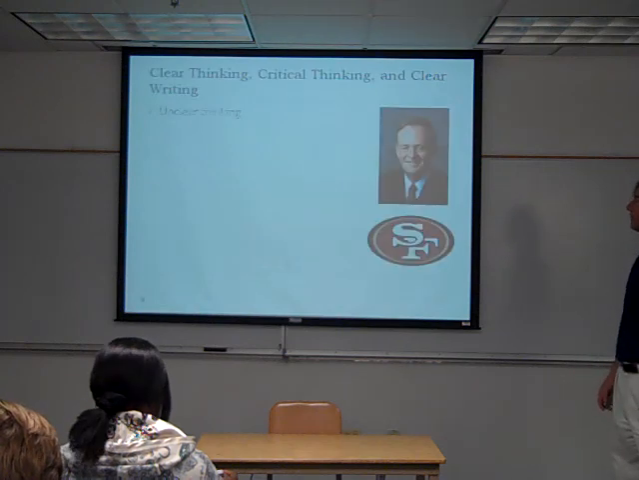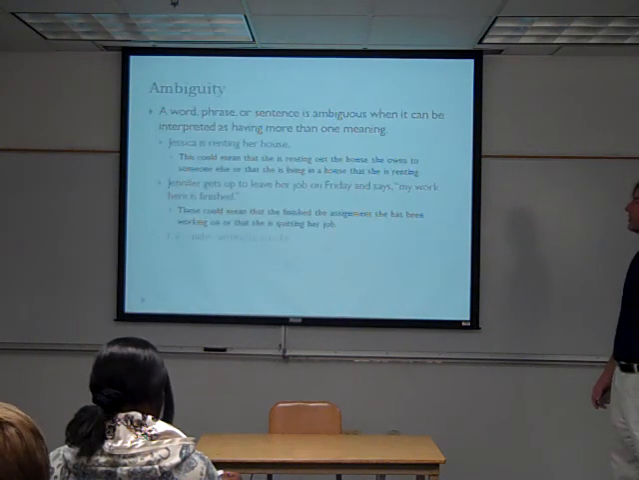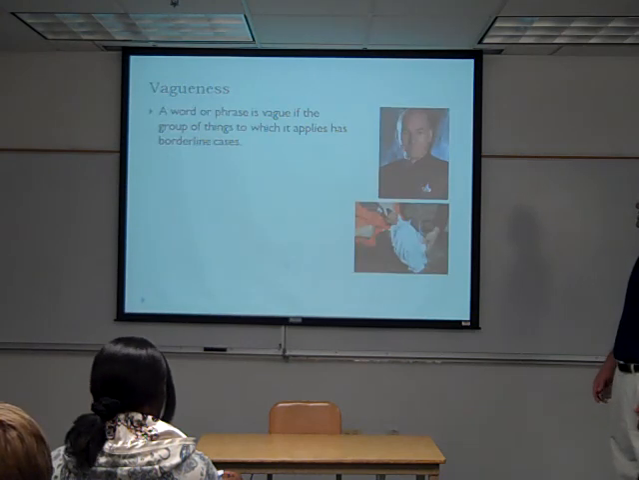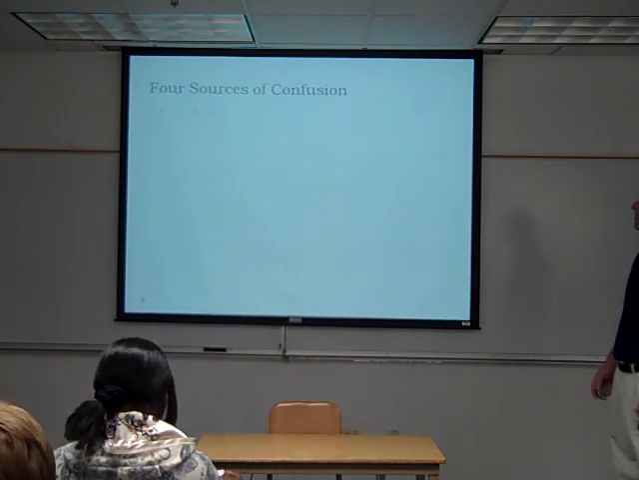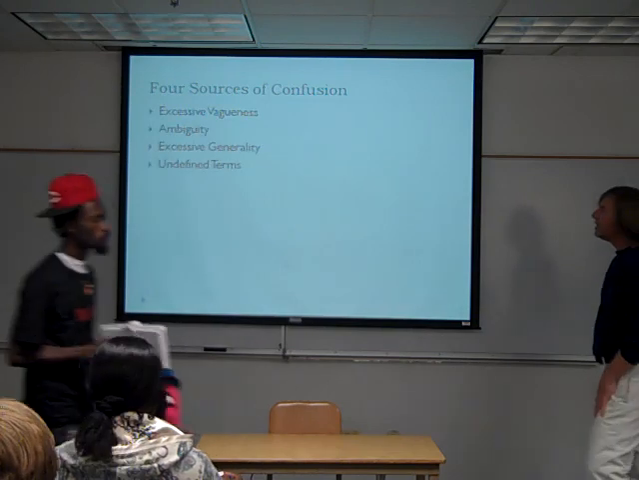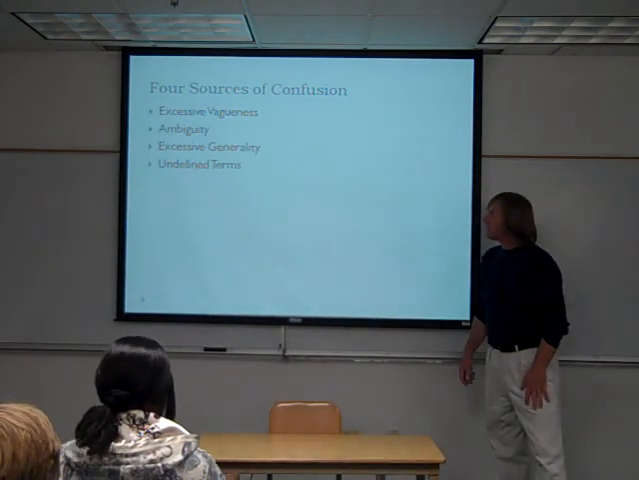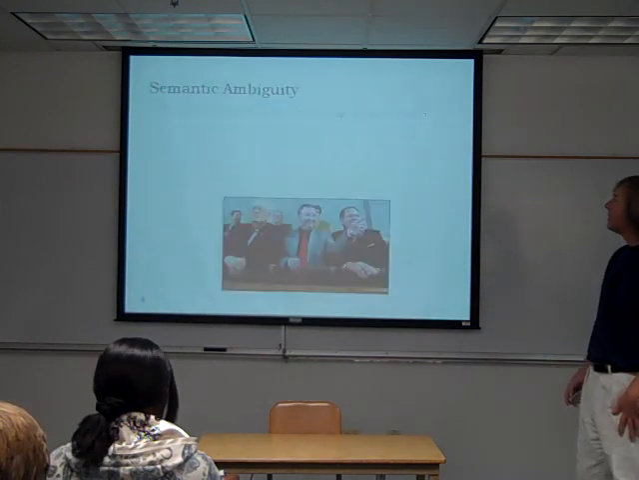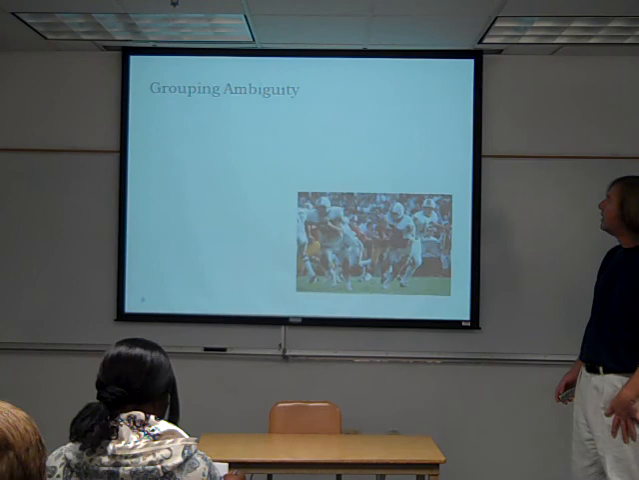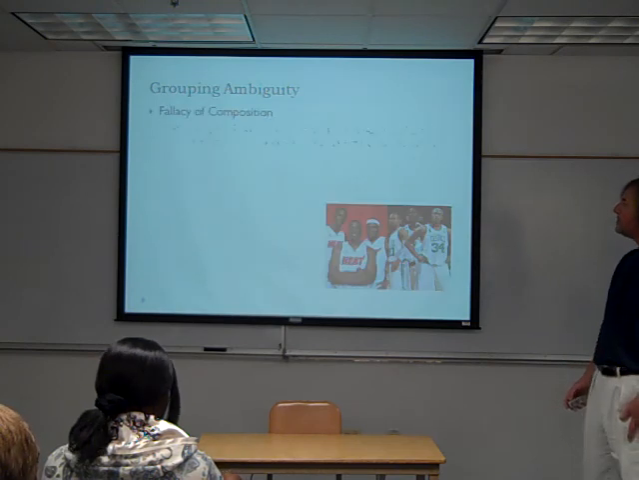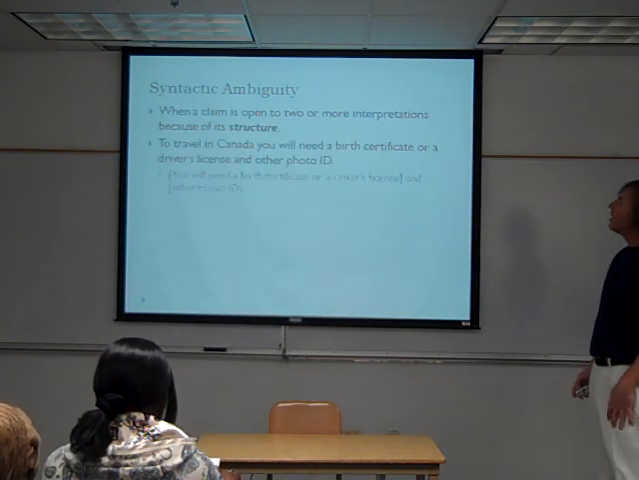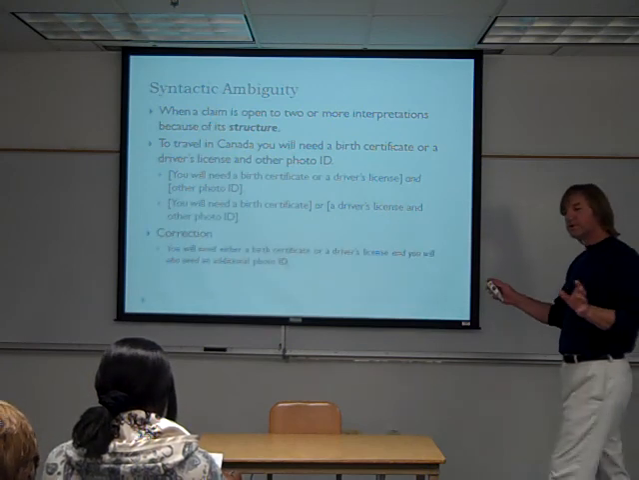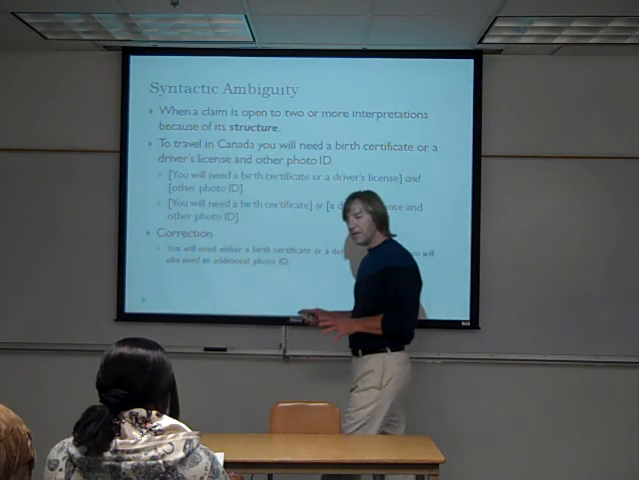Confused, more clear, and we explored some of the aspects of vagueness and lack of clarity. Specifically, here are four sources of confusion: vagueness, ambiguity, excessive generality, and undefined terms. Now, we covered a bunch of different groups here. I think we left off right about here, when we're talking about syntactic ambiguity.